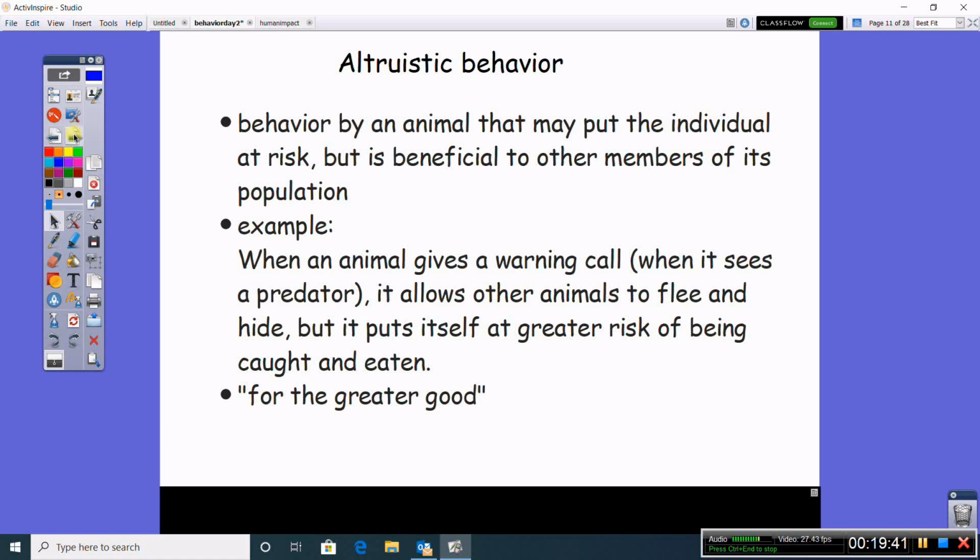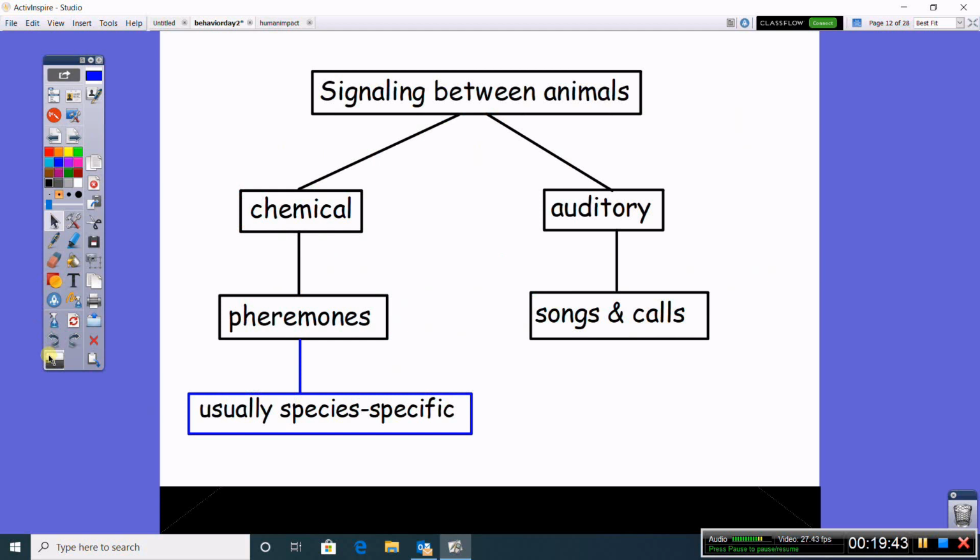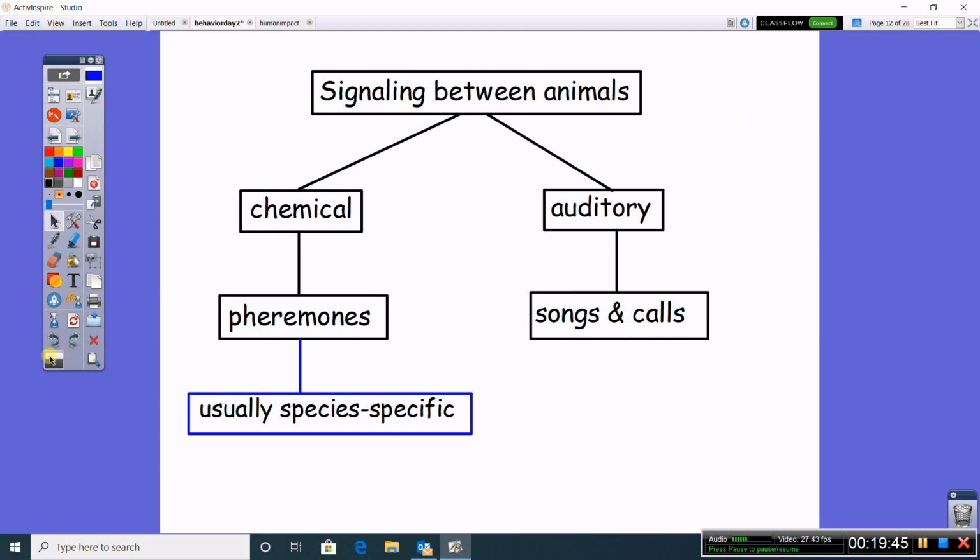Okay, so let's keep moving. Next is signaling between animals. So we have chemical signaling, which usually involves pheromones. Okay, pheromones we think of as the way that you attract a mate, but I'll show you on the next slide there are other reasons that pheromones might be used. It can be used to mark territory. It can actually be used as a warning signal.